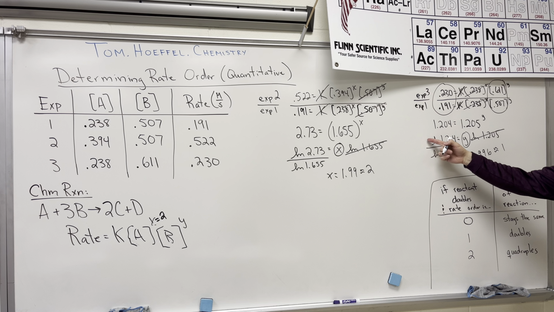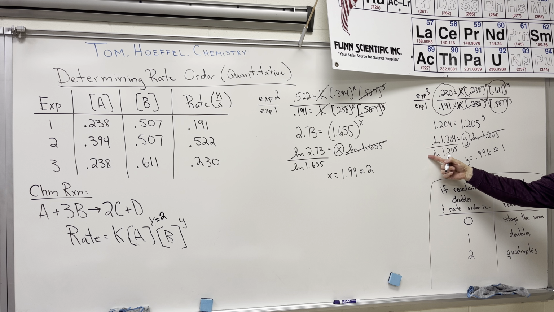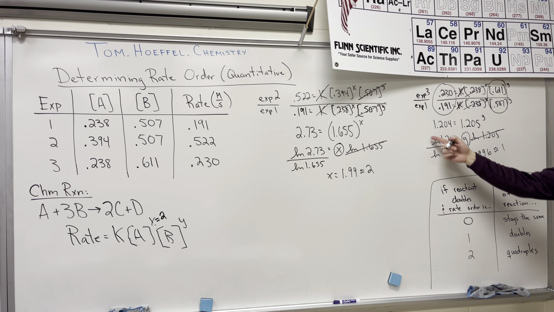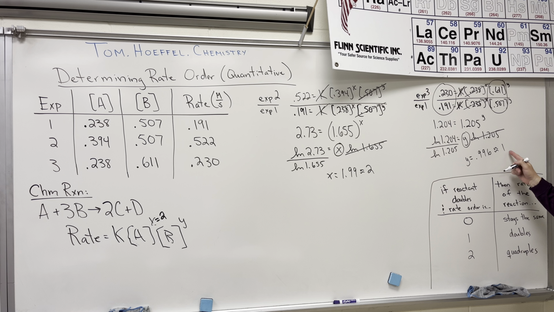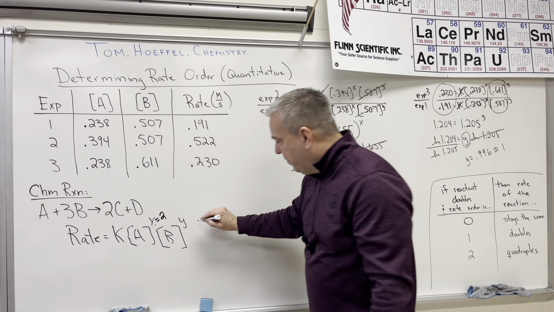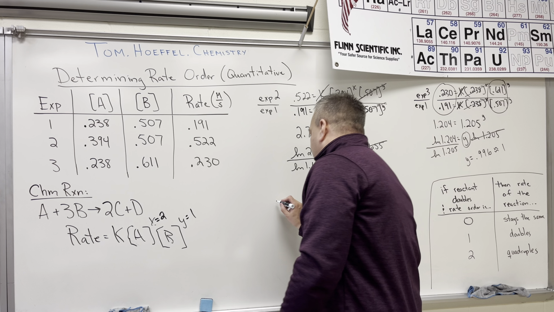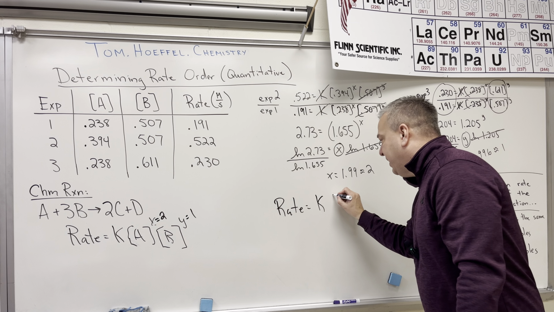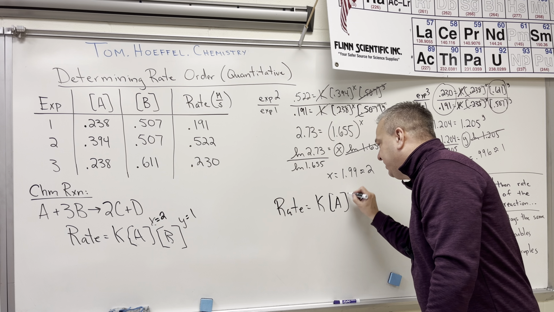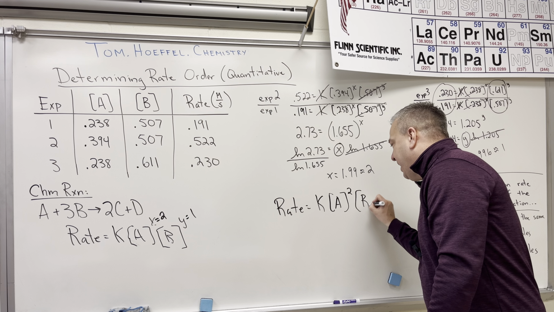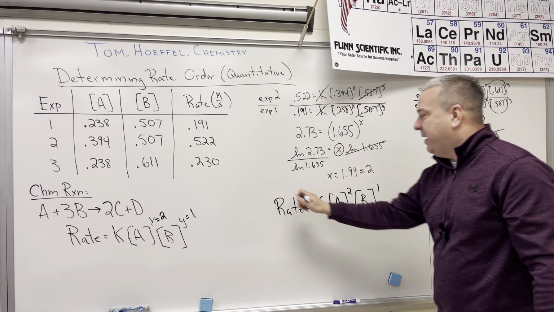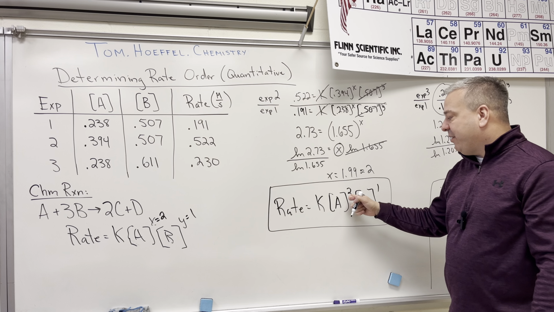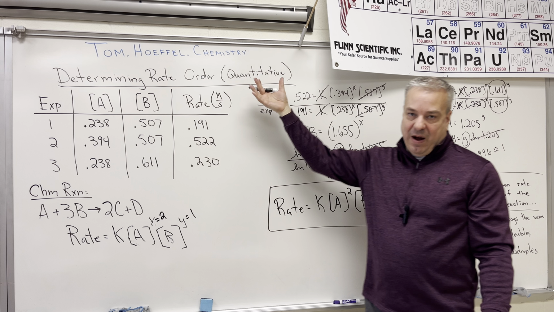And obviously, whenever you have the numerator and denominator that are the same value, that's going to equal 1 when you divide the same value by the same value. So y is equal to 1. Okay, so y is equal to 1. So our rate law becomes k times A to the second power and B to the first power. And that's how we write the rate law and figure out the rate orders quantitatively.